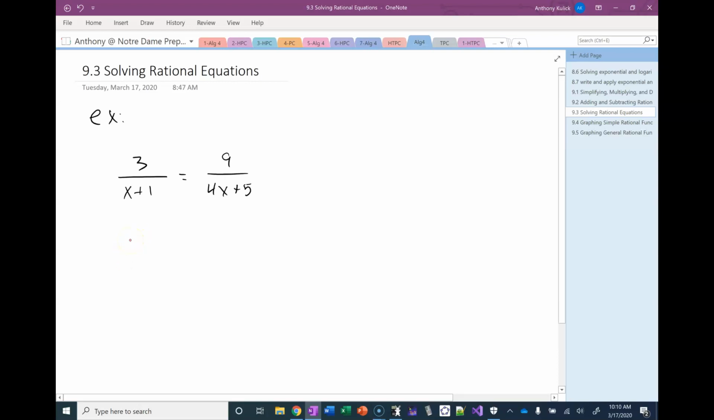So the trick to do that is I'm going to multiply both sides by the least common multiple of the denominators. Now, the way I find the least common multiple of the denominators is the same way I would find the least common denominator if these were things I wanted to add together. So I notice that both of my denominators, x plus 1 and 4x plus 5, are already prime. There's no factoring I can do. So my least common multiple of the denominators is just going to be the product of the two denominators.